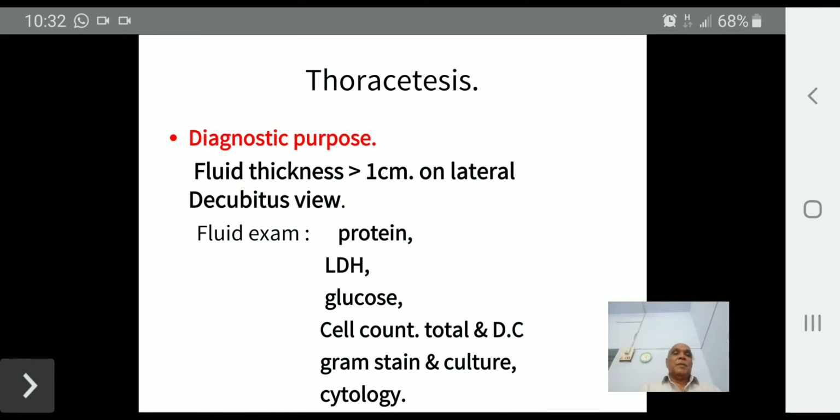When we aspirate the fluid, we should send this fluid sample to the laboratory for investigation. Commonly we advise protein level, LDH level, glucose level, cell count, total and differential count, gram stain, culture and cytology, and TB marker, mostly ADA level.